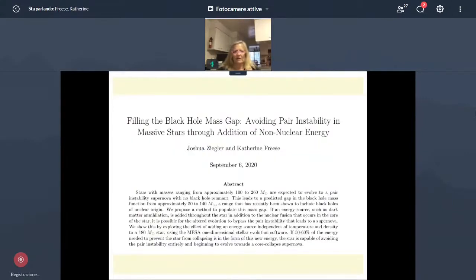Josh Ziegler at Texas, and we were looking at what we can do to stop this pair-instability supernova with dark matter. If there's a substantial amount of dark matter heating in stars, an example would be dark matter annihilation, then you can avoid the pair-instability, and whatever that heat source is, you can fill in that black hole mass gap by preventing the pair-instability supernova. This is a draft that he sent me yesterday, and I haven't read it yet. He did all the work by putting this extra heating source into the MESA stellar evolution code, which is a nightmarishly giant code, and we have these interesting results. Okay, next page.